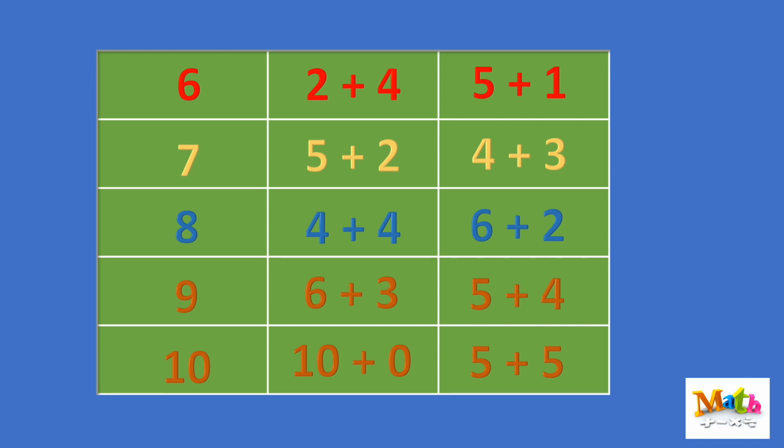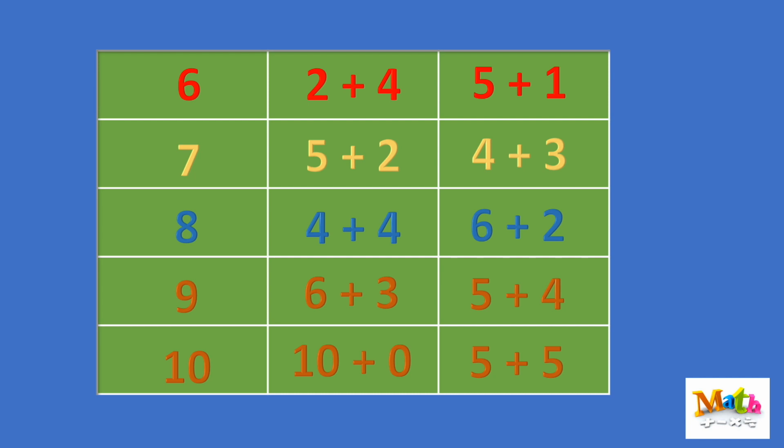For number 7, the answer given is 4 plus 3. But if you have written 2 plus 5, 3 plus 4, 0 plus 7, 7 plus 0, 1 plus 6, 6 plus 1, that is also correct because it is a number partner for 7.